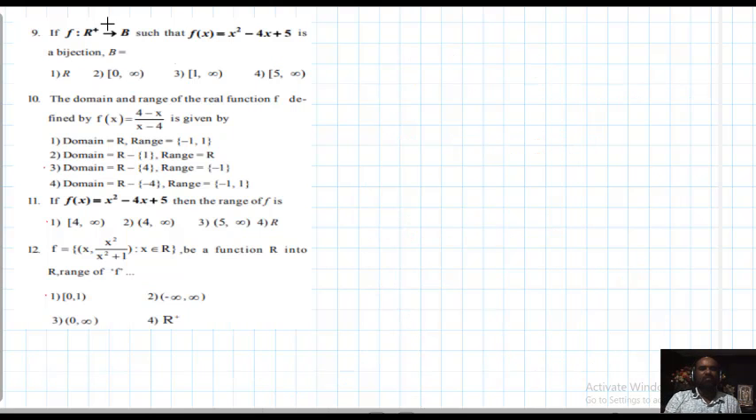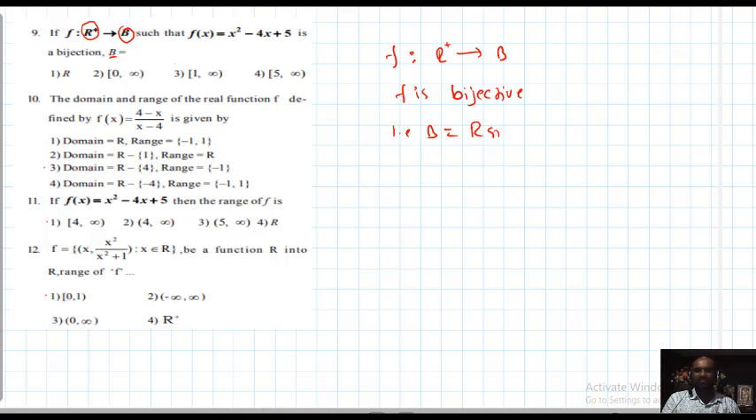So here, the 9th problem: f maps R plus, the positive real numbers, to a set B defined by some rule, and f is bijective, then find B. What is the meaning of that? F is bijective means f is onto. F is onto means range equals B. Indirectly, what is being asked is to find the range of the function. That is, B equals the range of the function.